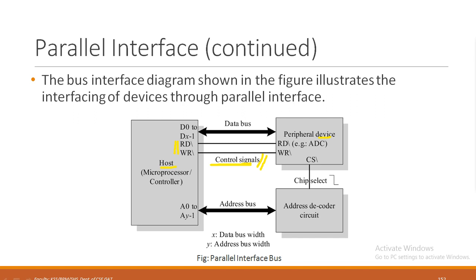They control the direction of data transfer between the host and device. Direction means left to right or right to left: from host to device, or device to host. Host to device or device to host can be controlled through control signals. So we have two control signals here, read and write.